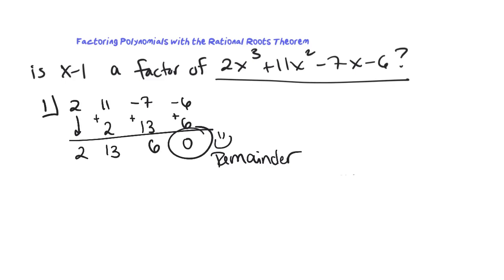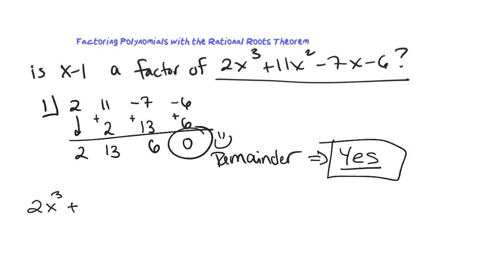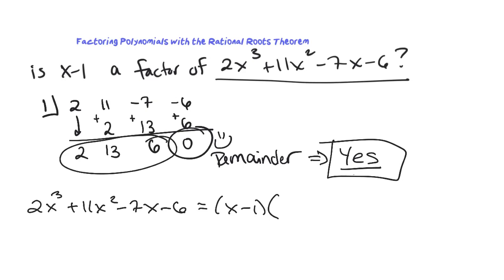And if we just need to answer the question, is x minus 1 a factor of that larger polynomial? Since our remainder is 0, we have enough information to say yes. x minus 1 is a factor of the larger polynomial. Moreover, we know even more than that. We also know now that 2x cubed plus 11x squared minus 7x minus 6 can be factored at least partly by the x minus 1 because it was a factor. The rest of it is given here in our answer: 2x squared plus 13x plus 6.